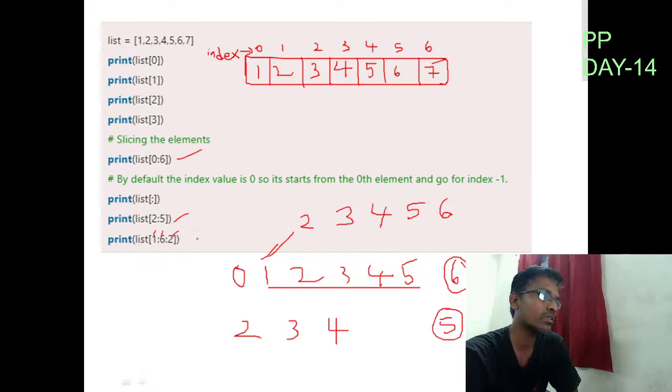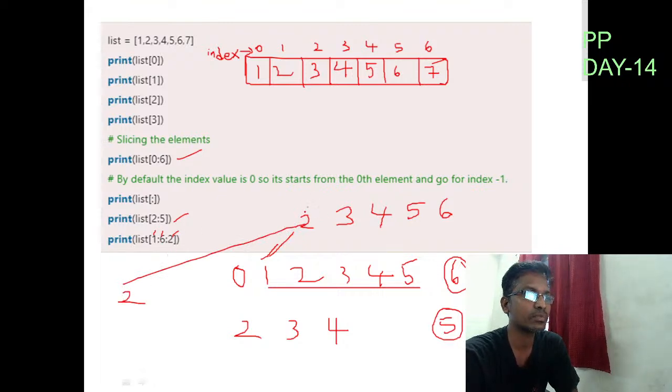So now I want to print. First one, index 1, so it will print the output 2, and then it will increment 2 steps. That means it will leave the next value and take the following value, that is 4.